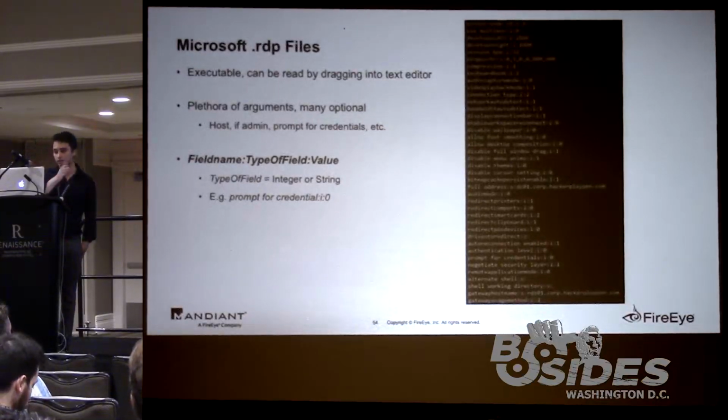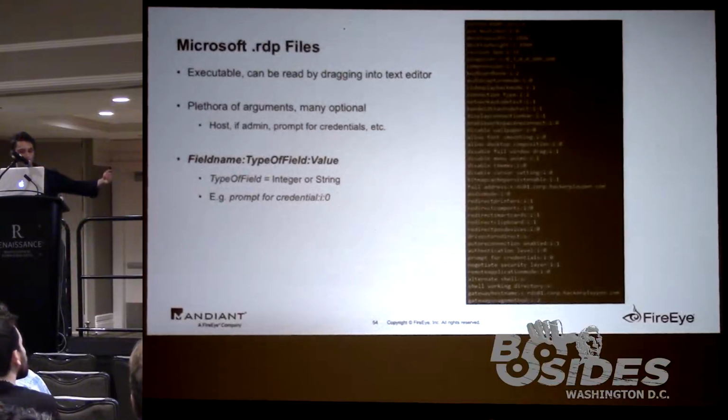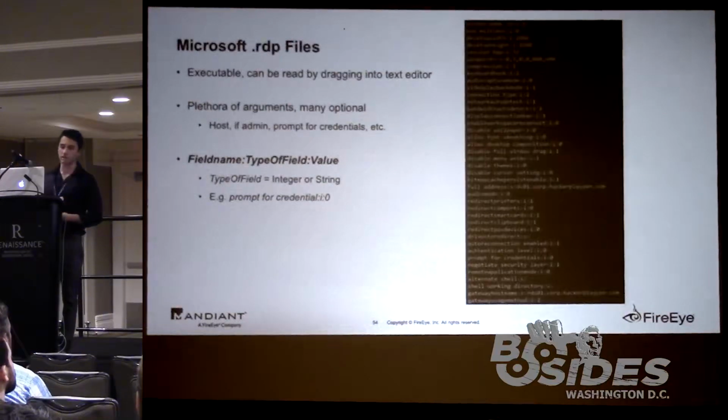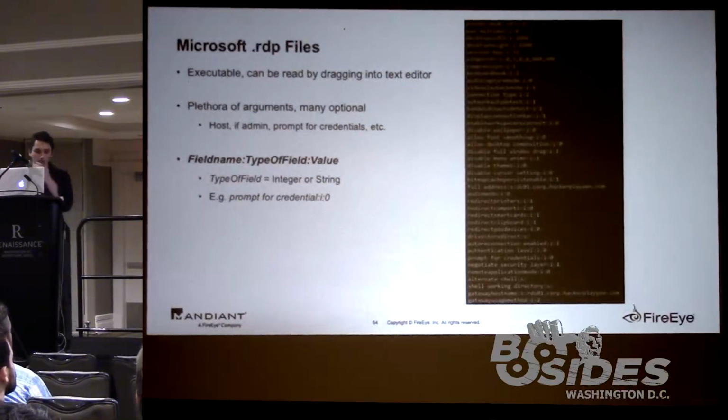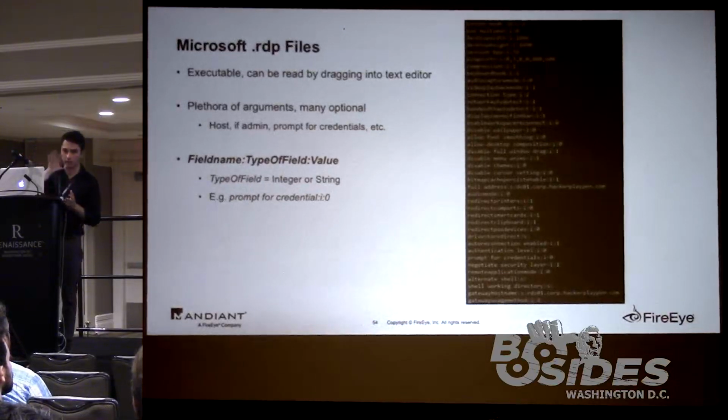The format is field name, type of field, value. So it would be something like prompt for credentials, :i for integer, :0, which means the next argument you're going to see is an integer value, and it's 0, which means no, we're not going to prompt for credentials. It would either be an integer or a string. But this tool also extracts this information to find out what hosts are connecting to what hosts, so you can map out your network a little better.